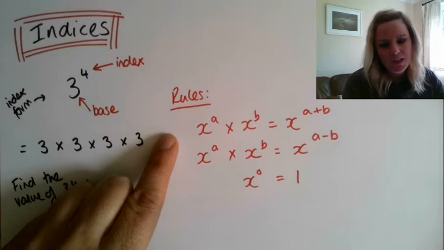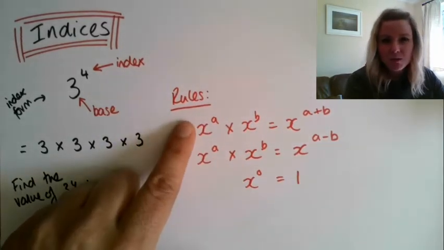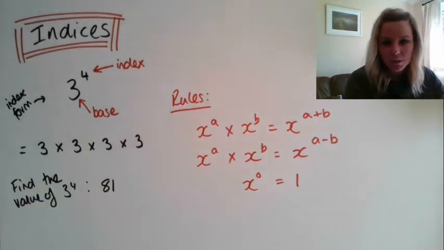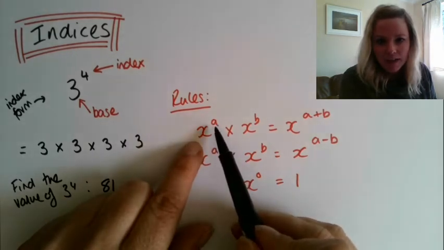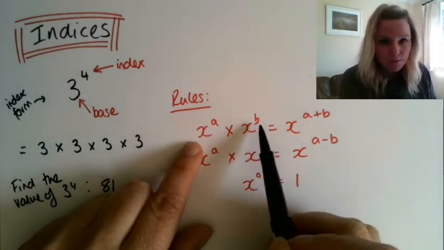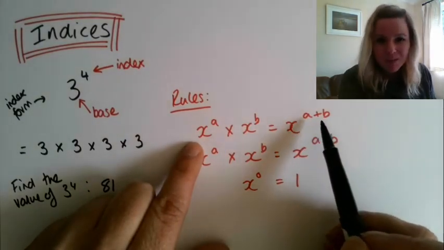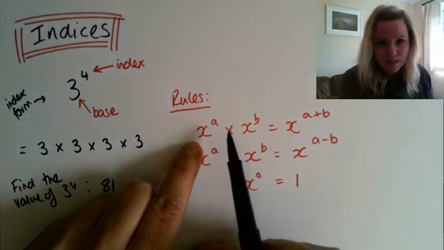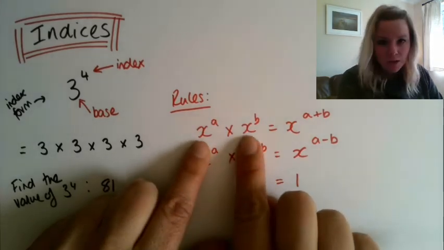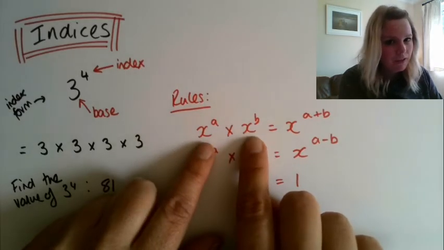So the other thing that we need to do with indices is to be able to apply these rules. Now these rules can look a little bit scary at the start, but I promise they're not. So what I've written here is x to the power of a multiplied by x to the power of b. We know that gives us x to the power of a plus b, but what does that actually mean? First of all, this rule only applies if the base numbers are the same. So do you see here how both my base numbers are x? I've just used x to mean any number, but it is important that those numbers are the same. The rule does not apply if they're not.